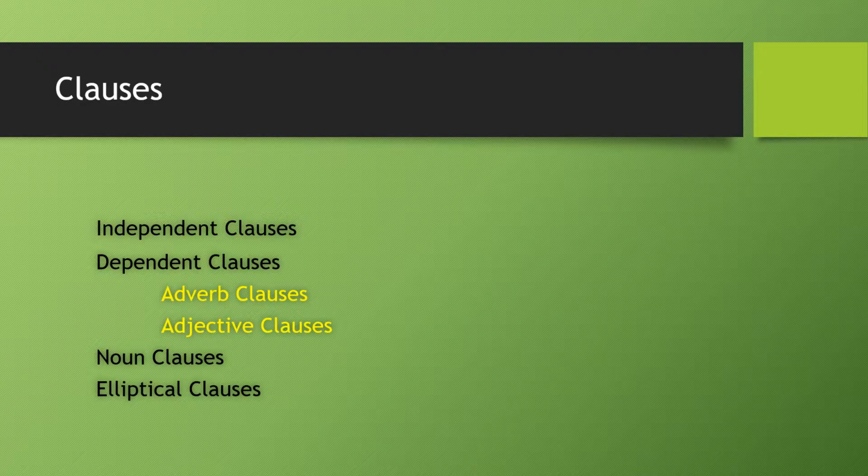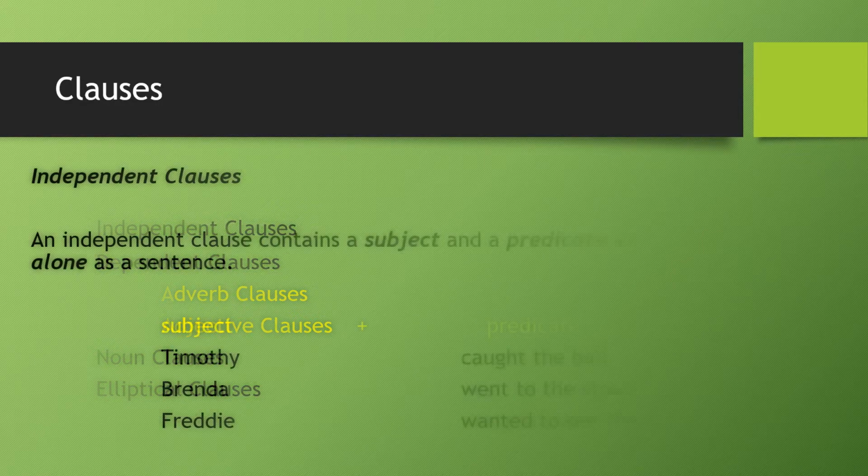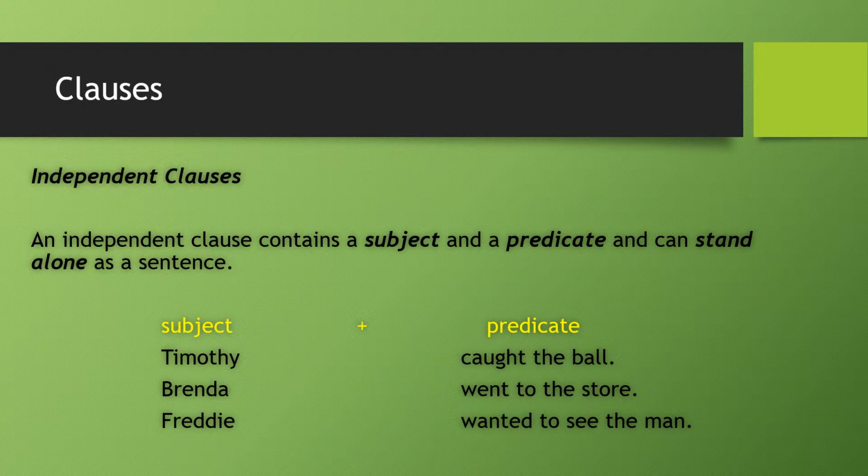Well, before we get into that, let's look at the different types of clauses that we will give consideration to in this week's study. We're going to consider independent clauses, dependent clauses, and the dependent clauses will either serve as an adverb clause or an adjective clause. Then we're going to give consideration to noun clauses, and finally to elliptical clauses. Let's begin by thinking about independent clauses.